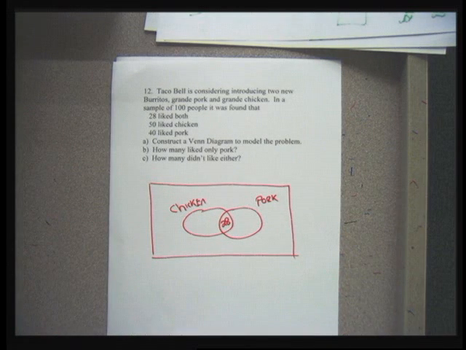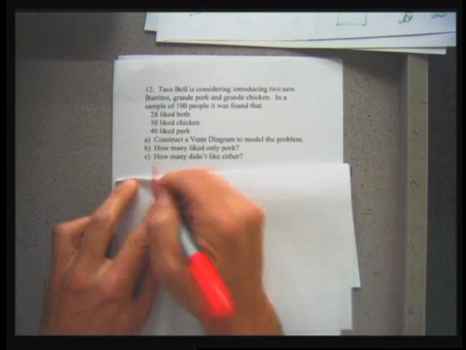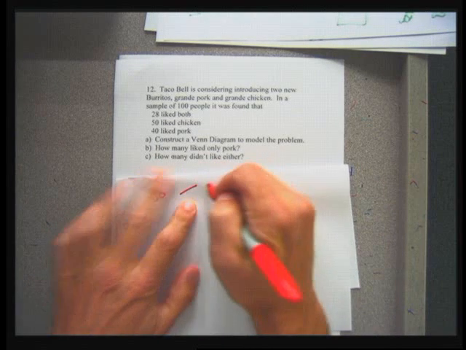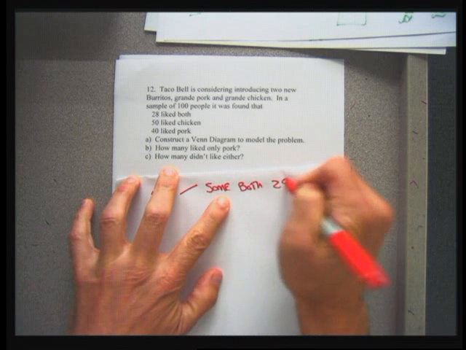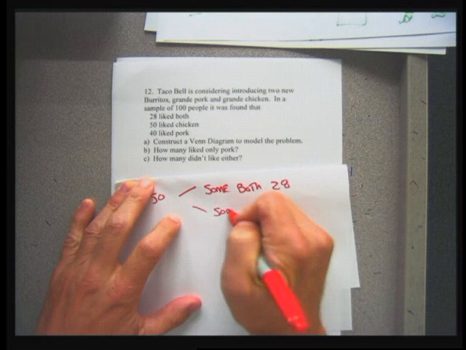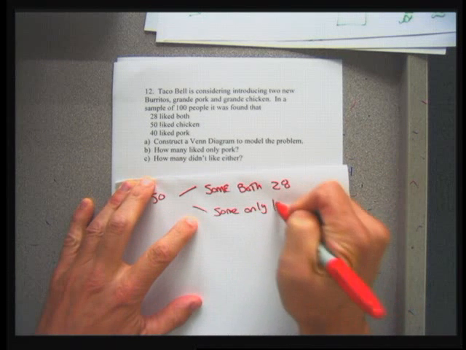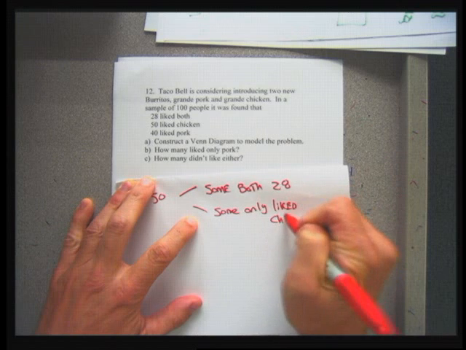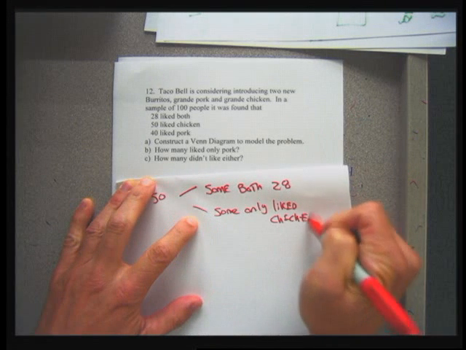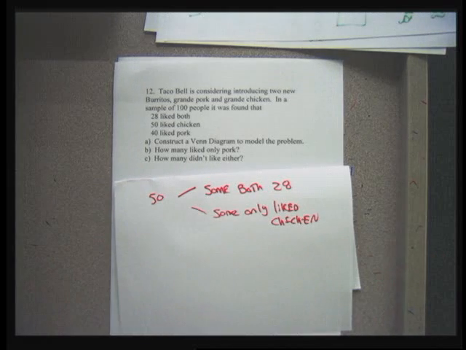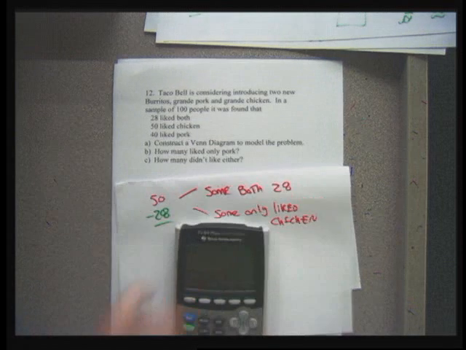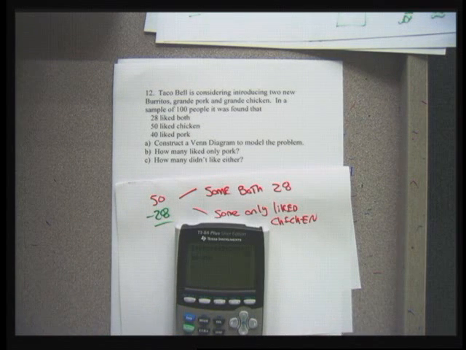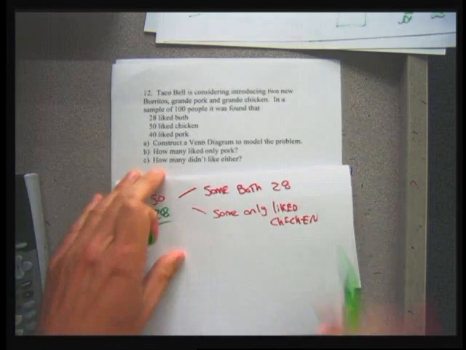The 50 that liked chicken, some of them liked only chicken, some of them liked both. So this problem says 50 liked chicken, very specifically 28 liked both, and some only liked the chicken. So that 50 people gets broken down between the 28 that liked both and whatever 50 minus 28 is. I'm going to pull my calculator out as to not make a horrible math error, not that I shouldn't be able to do that in my head. There's 22 people that liked only chicken.